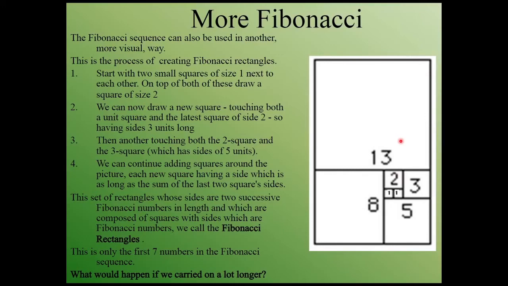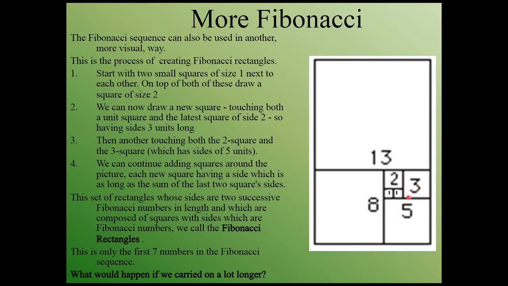This is the process of creating Fibonacci rectangles. We start with 1. I'm going to add 1, so out of this I can make 1 plus 1, which is 2. So out of this, I can make a square with sides of 2. Then 2 plus 1 is how much? 3. So the side is 3, and we make another square with sides of 3.